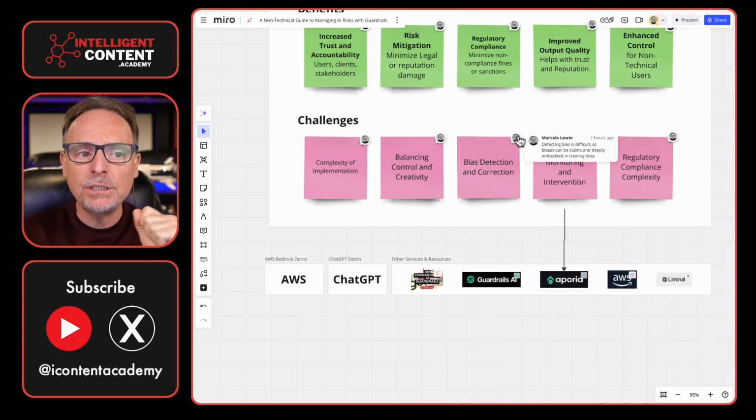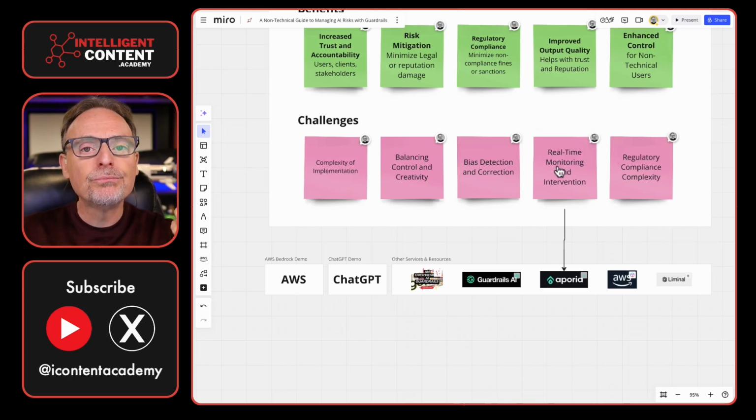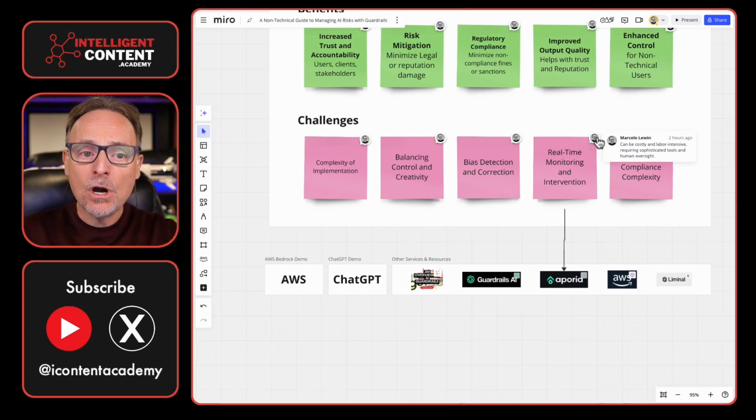Bias detection and correction. Bias is very hard to detect because it can be very subtle and very deeply embedded in the training data. So, that's a hard thing to do. I mean, it's even hard with humans, right? So that's something that could be a potential challenge right there. Real-time monitoring can be costly, but it's definitely something you want, because you may have to use not only tools, but also people. And as we know, both of those, especially people, could be expensive.